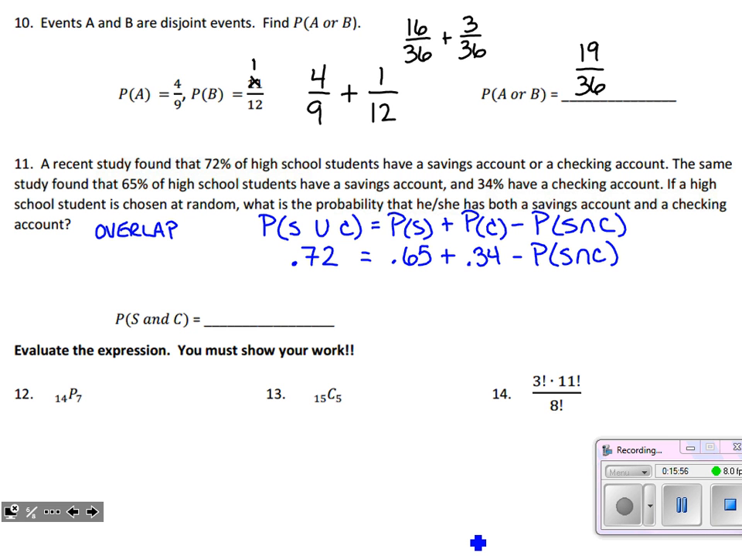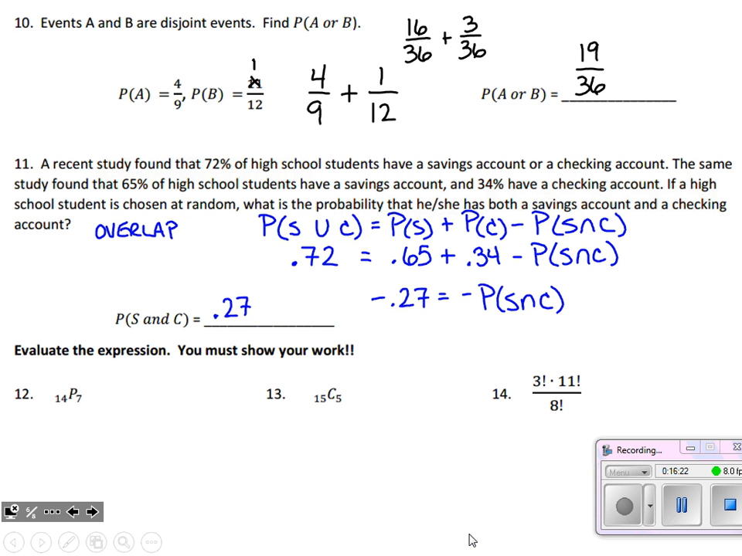So if we combine like terms and solve, we find that negative 0.27 is negative the probability of that overlapping portion. So our answer is 0.27, or 27%, since that's how the question was phrased. That's a pretty good way to answer, or 27 out of 100.